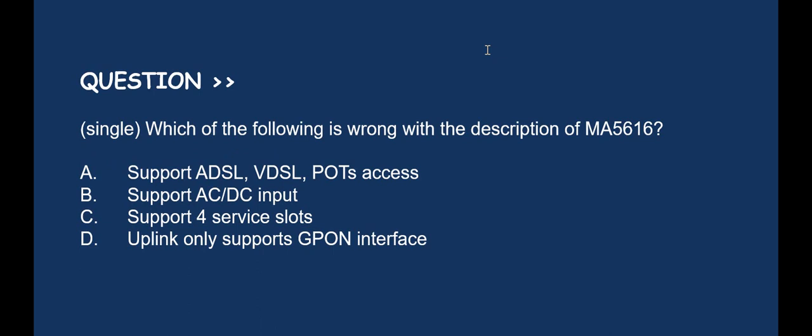Next one. Which of the following is wrong with the description of MA5616? Options are option A, support ADSL, VDSL, POTS access. Option B, support AC-DC input. Option C, support 4 service slots. Option D, uplink only supports GPON and interface. Correct answer is option D.